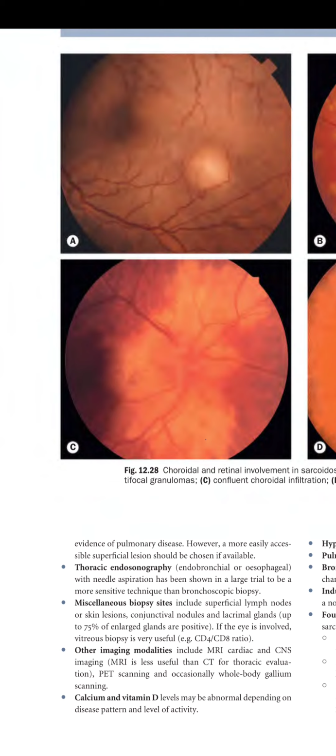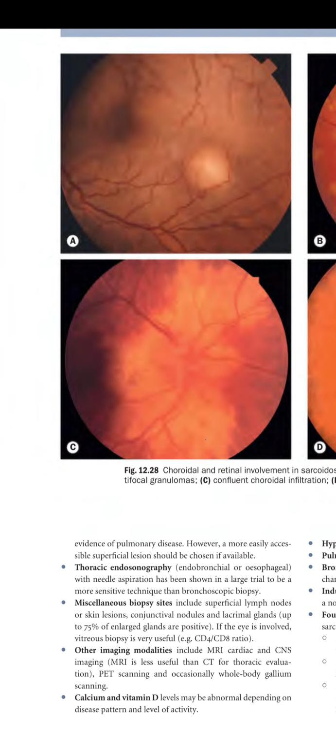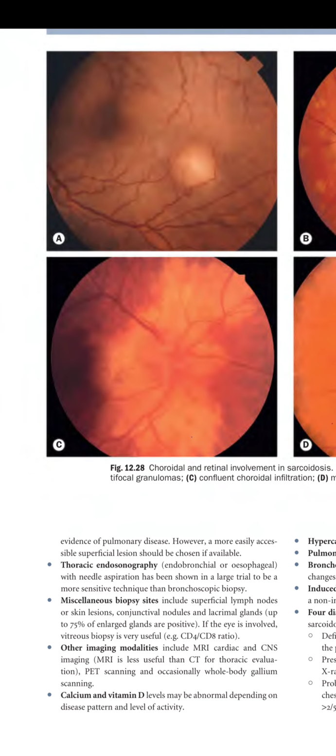Then there is thoracic endosonography, endobronchial or esophageal. So like with an endoscope you can do the ultrasound of the thoracic region as well. With needle aspiration, it has been shown in a large trial to be a more sensitive technique than bronchoscopic biopsy. Miscellaneous biopsy sites include superficial lymph nodes or skin lesions, conjunctival nodules, and lacrimal glands. Up to 75% of the enlarged glands are positive.